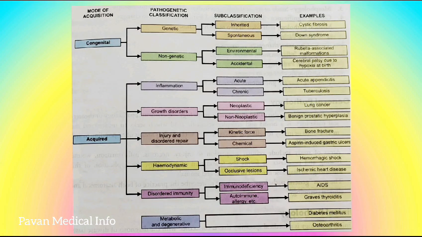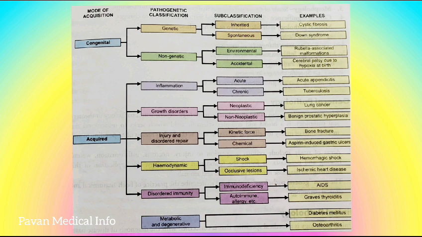Today we'll be seeing the classification of diseases in detail, where the subheadings will be in four different varieties. One will be mode of acquisition, one will be the pathogenic classification, the third one will be the subclassification, and the last one will be the example where a disease name will be given.